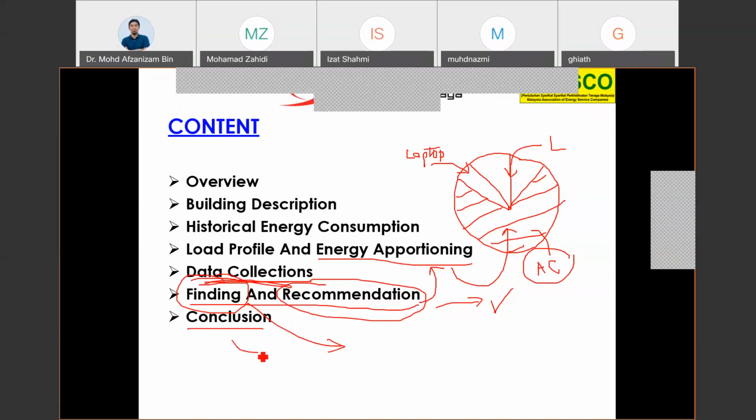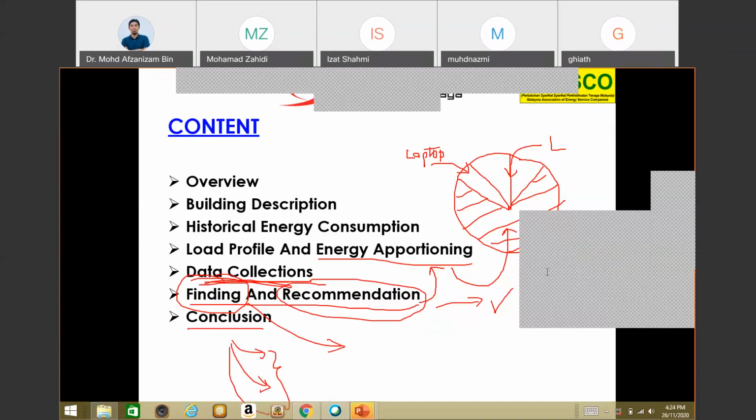Normally, we will go for three types of conclusion. Either, in general, the total energy can be saved. Okay, we'll be making all the recommended improvement or optimization. Okay, so you look at that answer. Okay, guys?